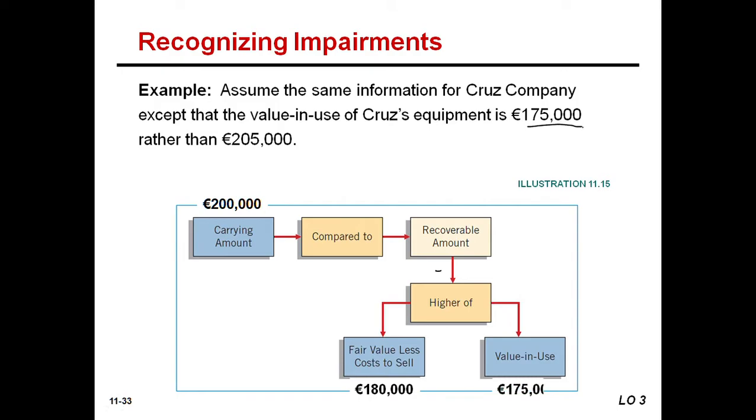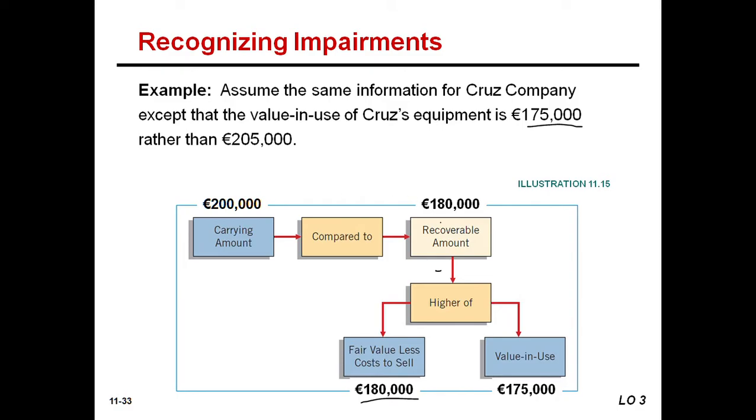So in that case, again, let's look at the values. The first thing you do is compare these two values: 175 and 180. Sorry, 180 is the higher amount, so we'll use this in the comparison. And now what do you think? Carrying amount is 200,000 and the recoverable amount is 180,000.